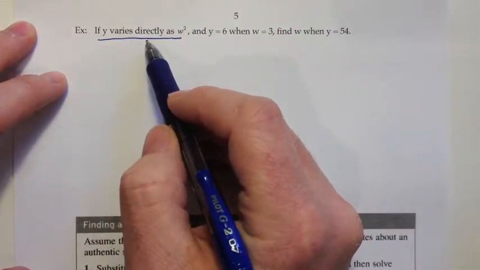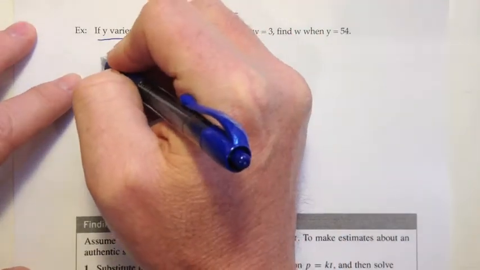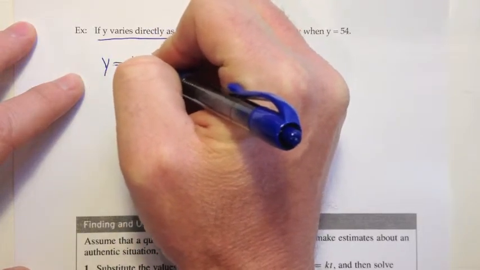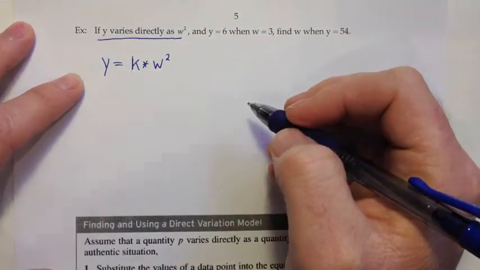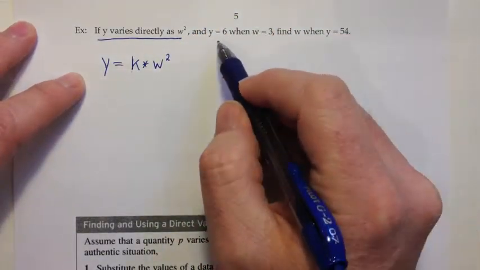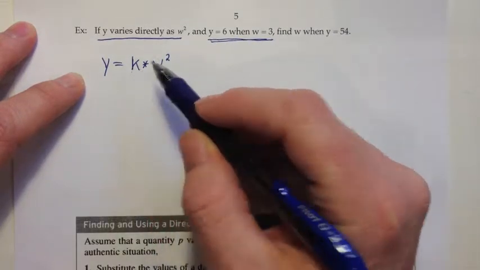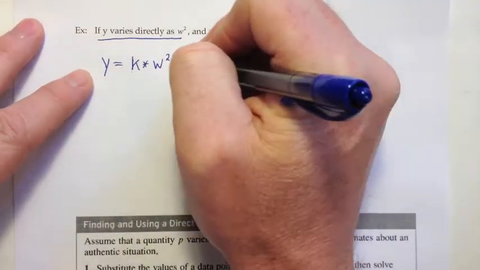know that if it says varies directly as, we're going to substitute k times there. So we're going to say y equals k times, and then it says w squared, so we'll put that in there. So that's kind of the format of our equation, and now we want to use these givens to figure out our constant. So they say y equals 6 when w equals 3.